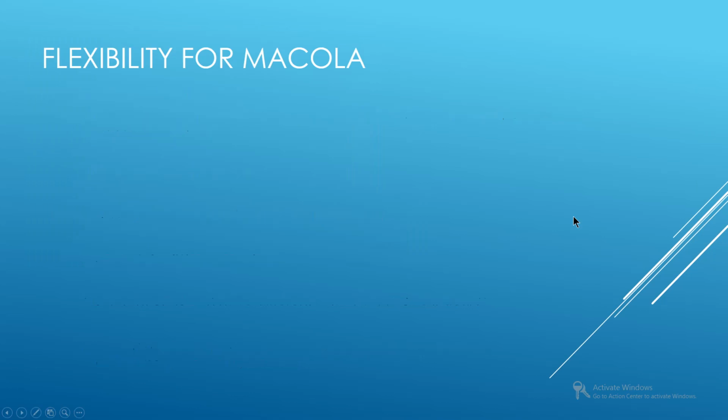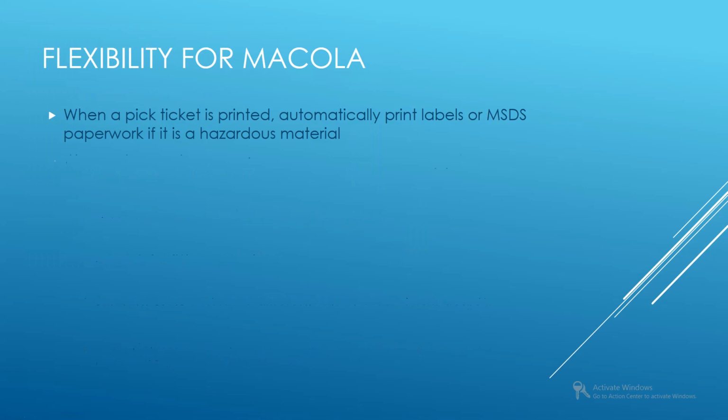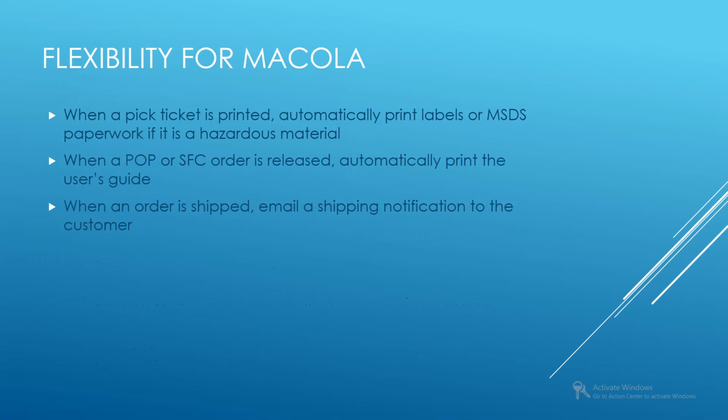But playing the national anthem doesn't really have a whole lot of business application, so let's talk about what some good business applications are. Imagine when a pick ticket is printed, it would automatically print labels or MSDS paperwork, assuming you had a hazardous material that requires MSDS paperwork to be shipped. When a POP or shop order is released, it could automatically print the user's guide. Rather than pre-printing a couple hundred user's guides and having them lying around, just print on demand.